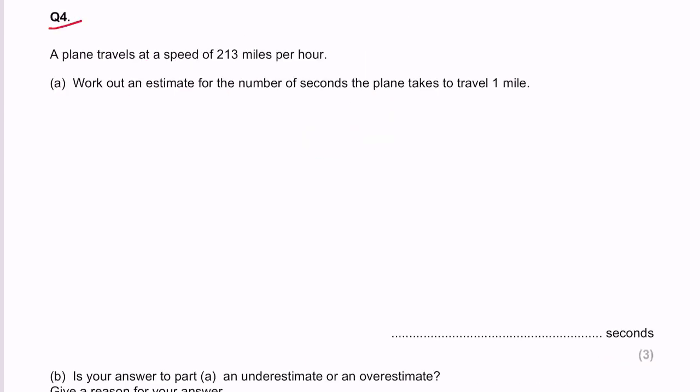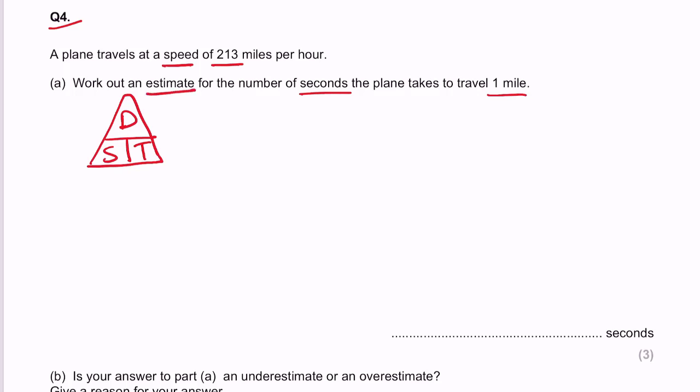So question 4. A plane travels at a speed of 230 miles per hour. Work out an estimate for the number of seconds a plane takes to travel 1 mile. So the formula is speed equals distance divided by time. If you get confused, always write it down. Speed at the bottom, distance divided by time. Now we need to work out the time because we've been given the speed, which is 213 miles per hour, and it's asking us to work out an estimate for the number of seconds the plane will take to travel 1 mile.